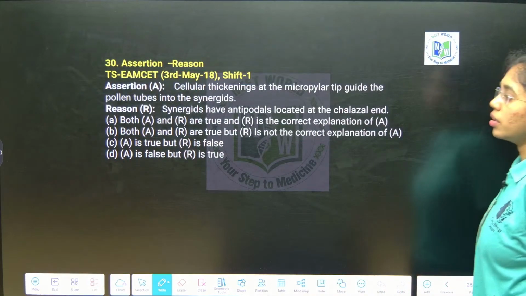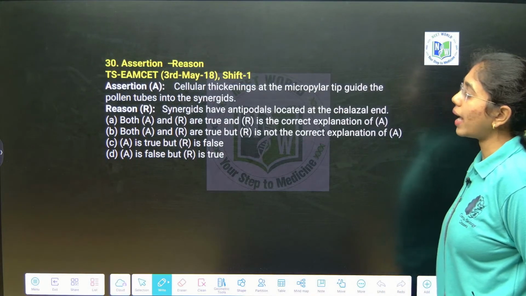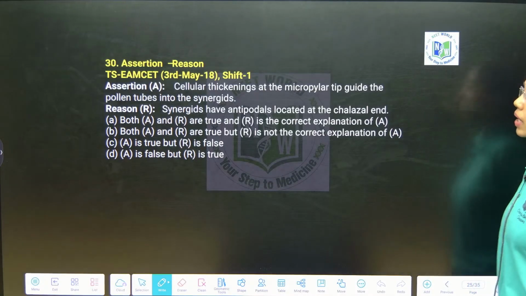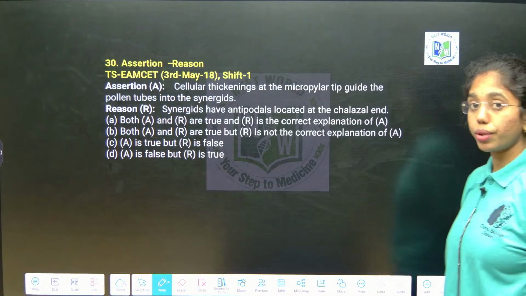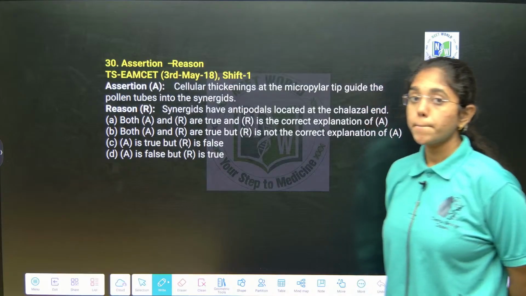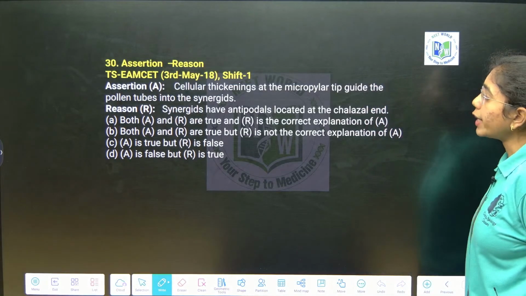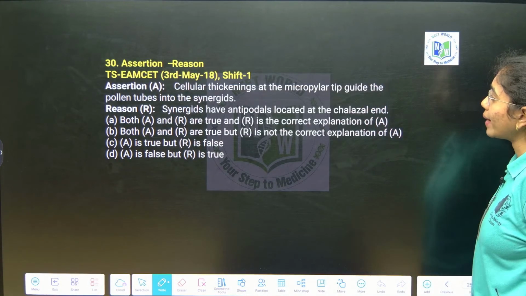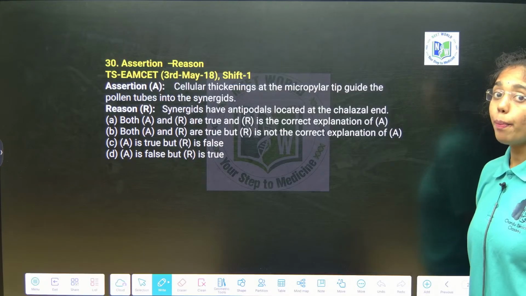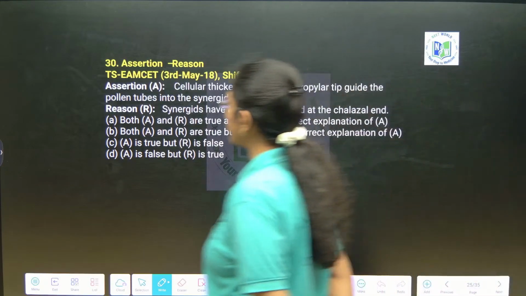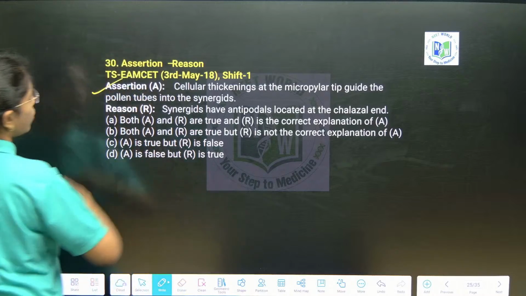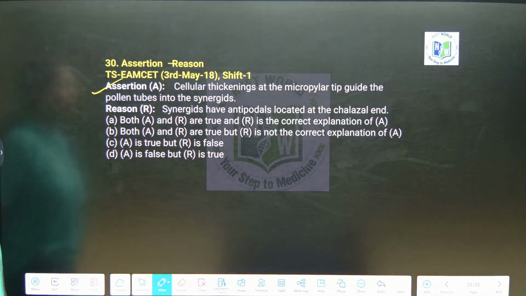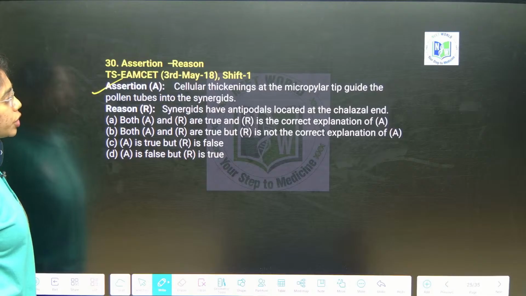Last question from sexual reproduction of flowering plants. Assertion and reason type. Just go through it carefully. Cellular thickenings at micropylar tip will guide pollen tubes into the synergids. Yes, cellular thickenings at micropylar tip will guide the pollen tubes into the synergids. True.